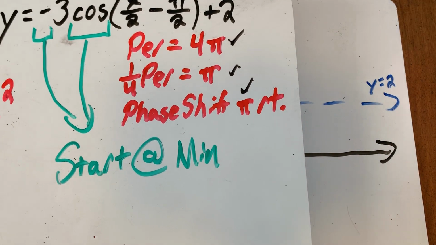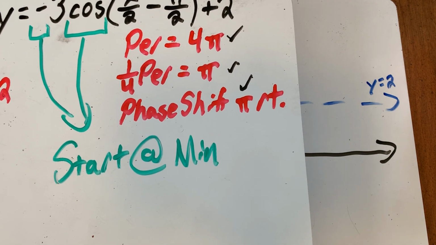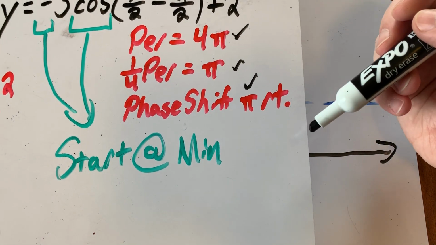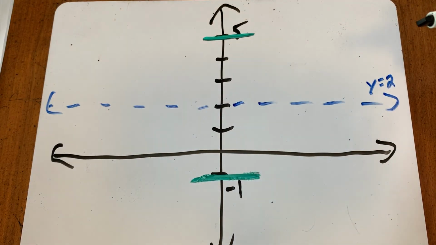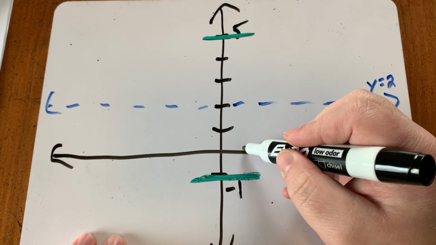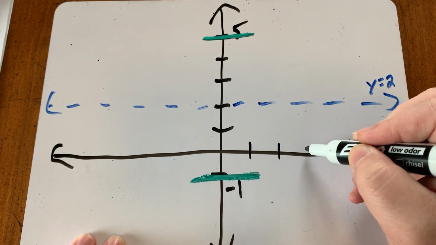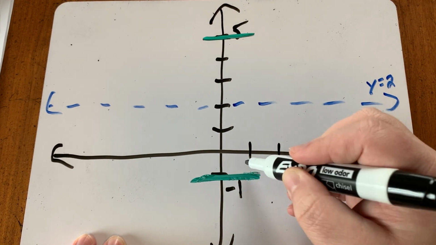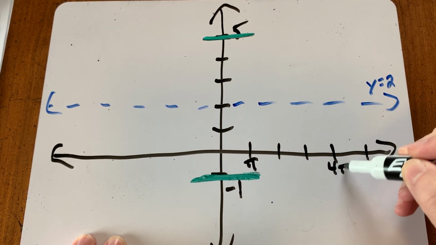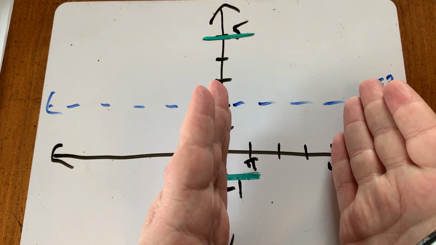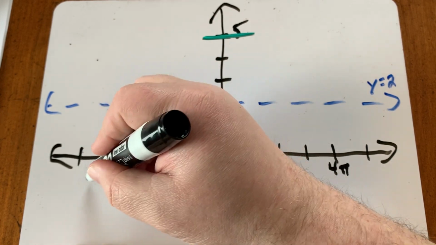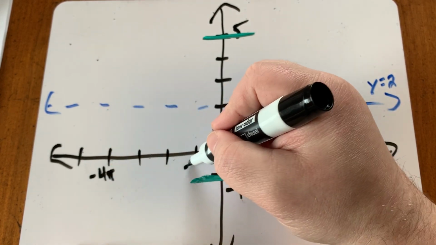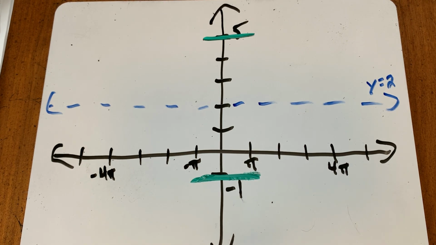If you did a scale of, say, pi over 2, that would work as well. But doing a scale of 1 or 2 or 3, not going to work out as nice because this is not an integer. So I'm going to do a scale of pi. So 1, 2, 3, 4, 5. So that's pi. So that's 4 pi. So from here to here, we're going to have one period. 1, 2, 3, 4, 5. So that's negative 4 pi, that's negative pi. All right. So we've got our scale on our x and y axes.